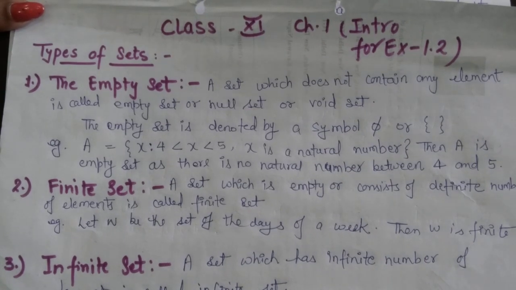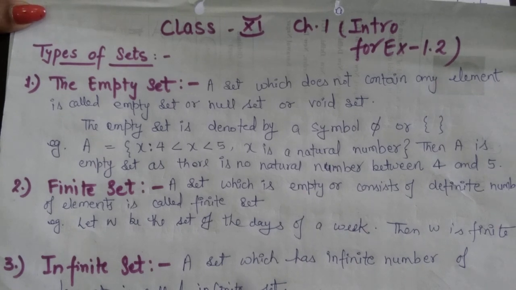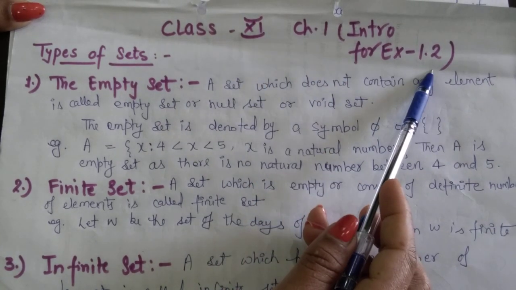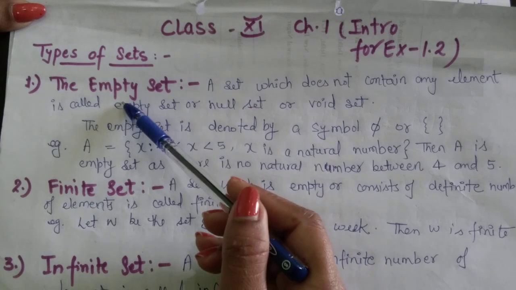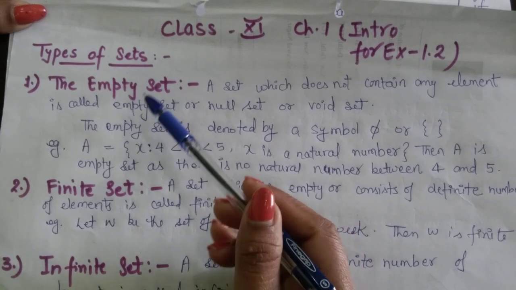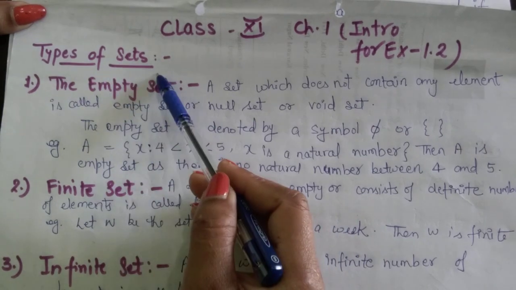Now, in a previous video we have completed exercise 1.1, and today we are going to start the next exercise 1.2. Before that, let us go through all the terms that will help you in that exercise. So, this is class 11th NCERT Maths. For exercise 1.2, we are going to do the intro part. So, let us go through types of set.